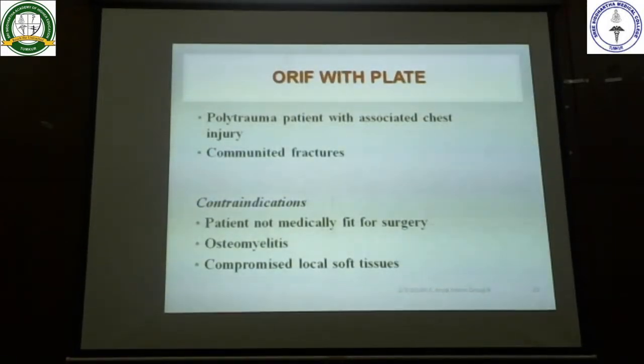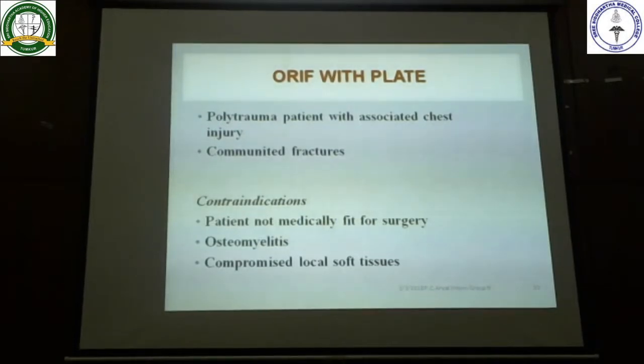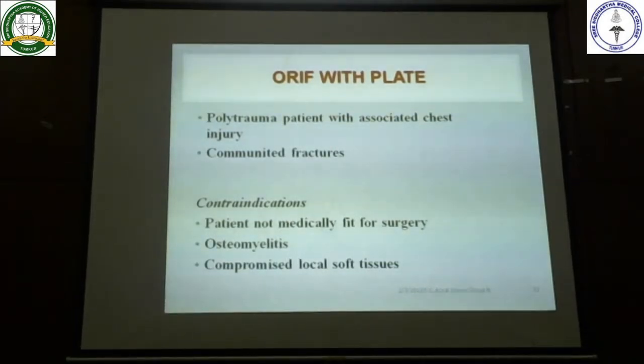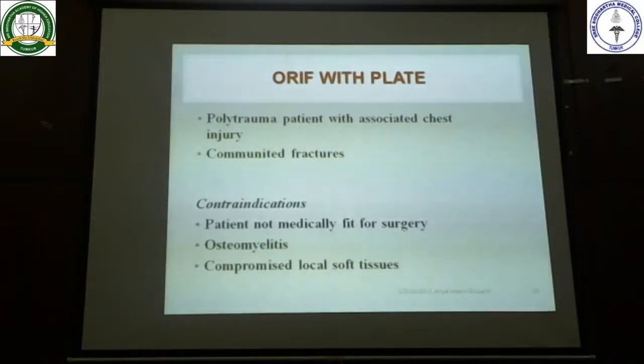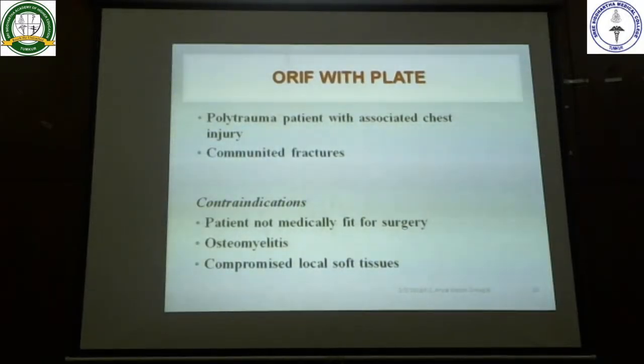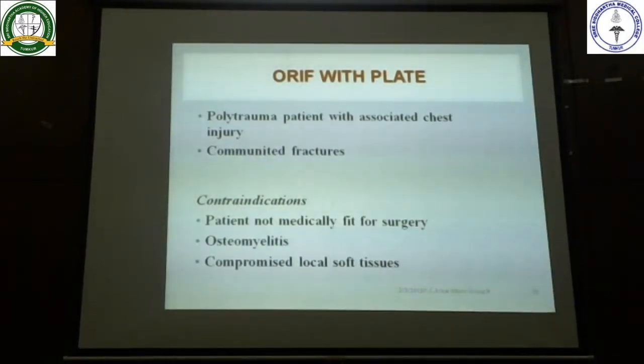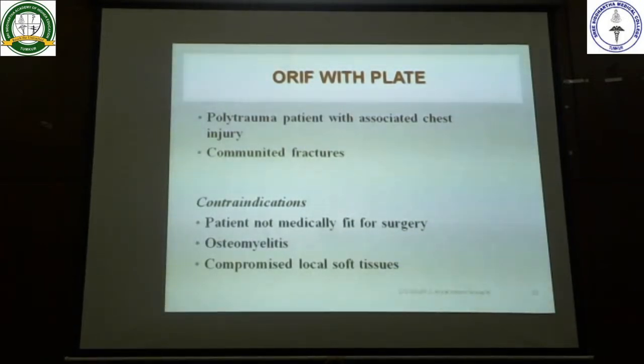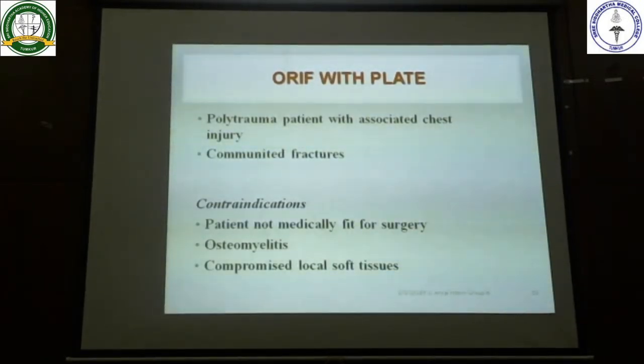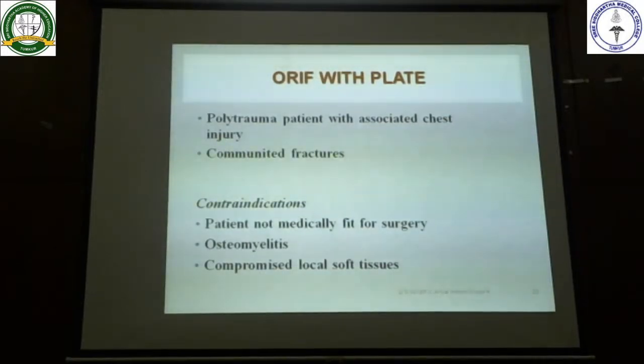Again, polytrauma patients with associated chest injury, then comminuted fractures, because of the increased risk of fat embolism due to reaming of the intramedullary canal. And in comminuted fractures also, you need to use a plate with screws. Then what about the contraindications for a plate? Obviously the most important is the patient not being medically fit for surgery. Osteomyelitis: if there is active infection of the bone, you cannot use a plate with screws. And compromised local soft tissue.